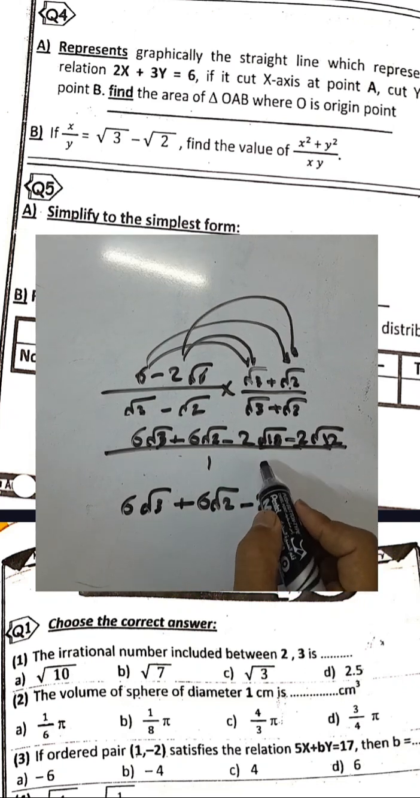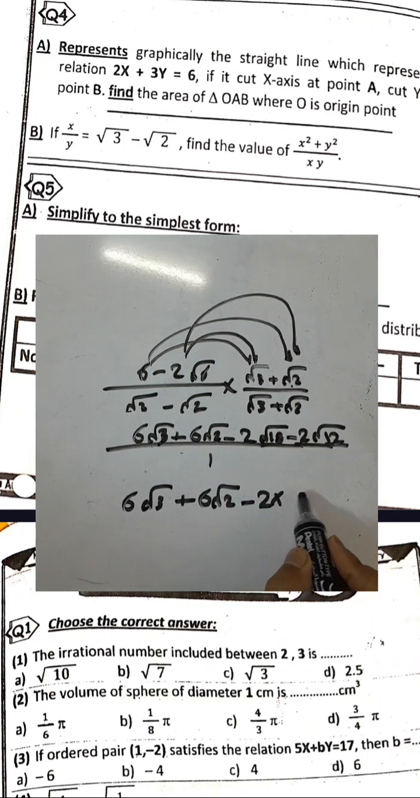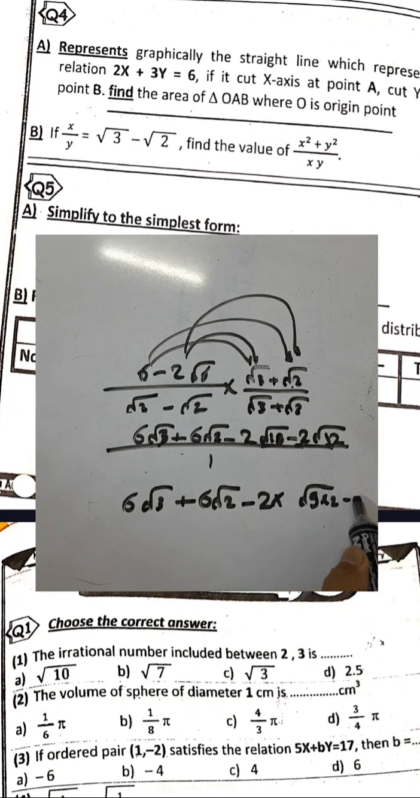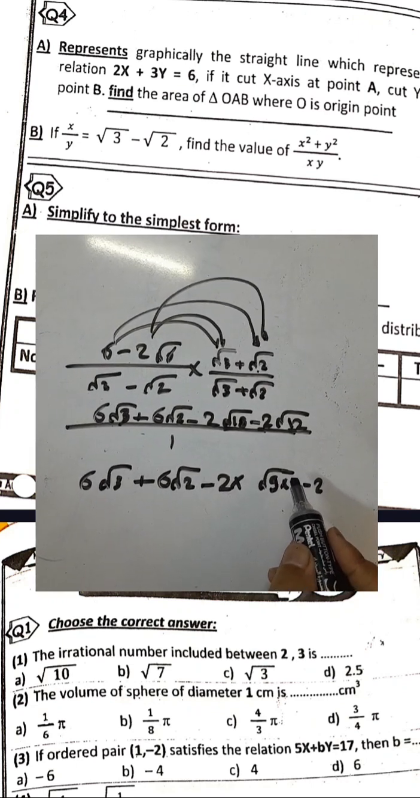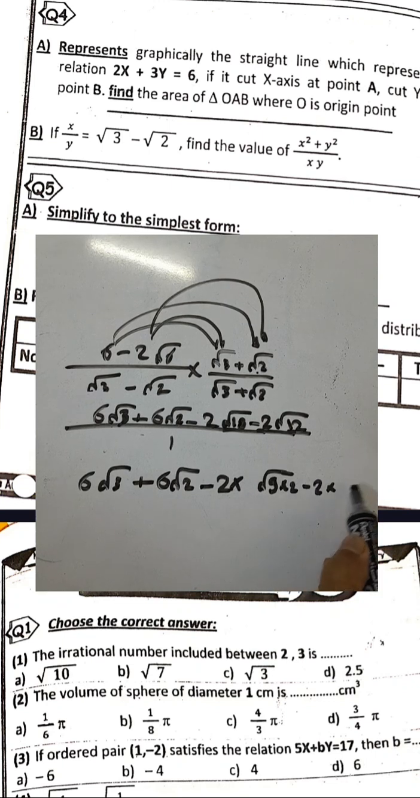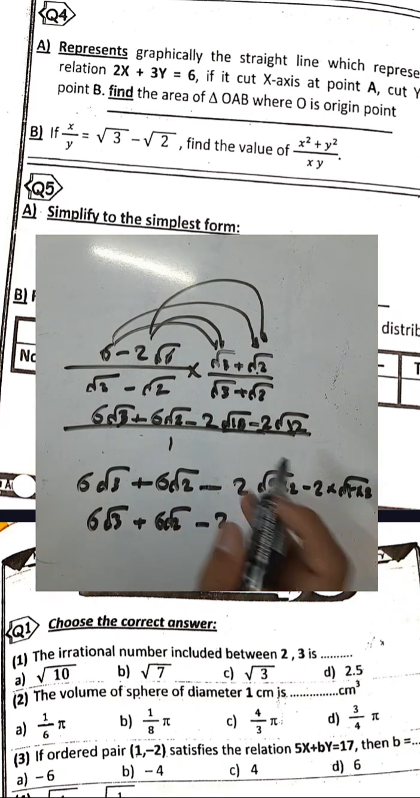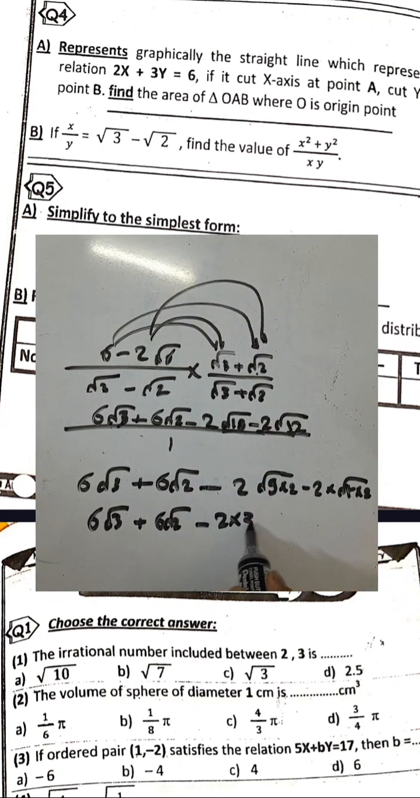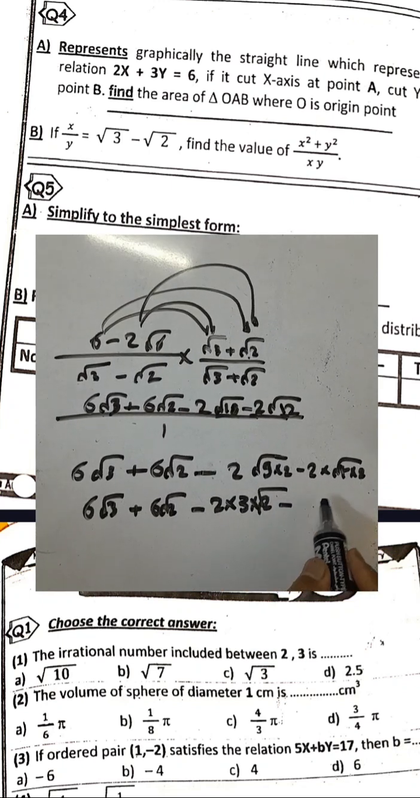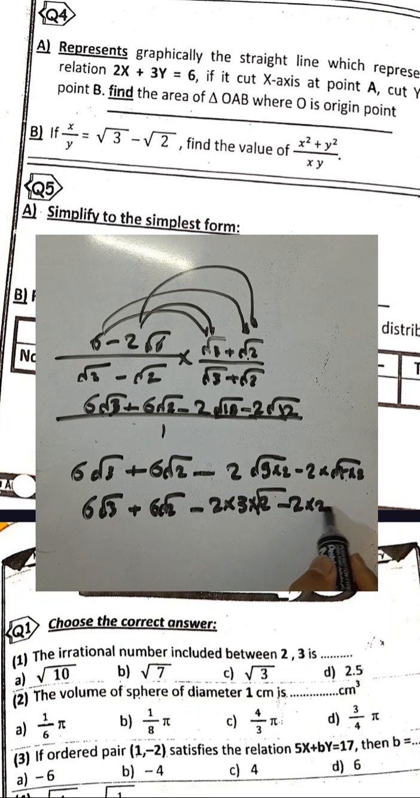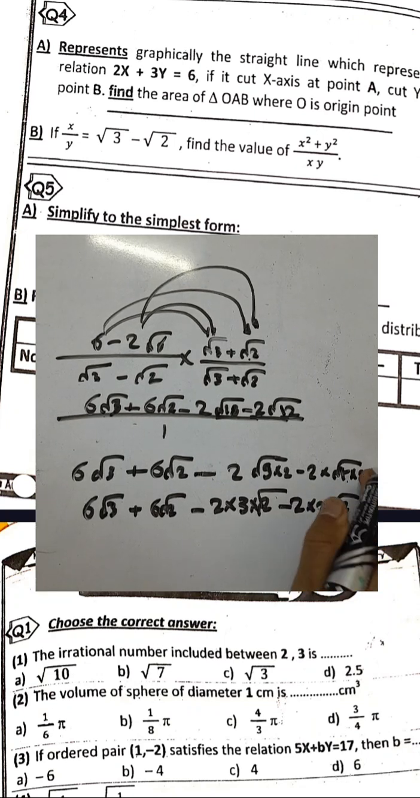Square root of 18 equals root 9 times 2. I will write the steps to know the whole solution. Square root of 12 will be 4 times 3. 6 root 3 plus 6 root 2, subtract 2 root 9 times 2. Square root of 9 will be 3, so subtract 2 times 3 root 2. Square root of 12 will be 2 root 3. Sorry, it's 4 times 3.